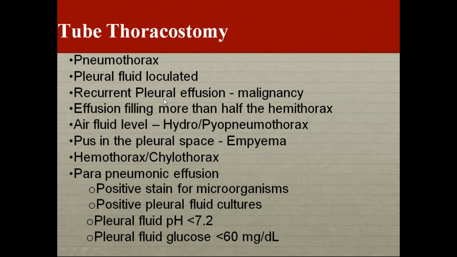when there is loculation. When the question is asked, when do you do tube thoracostomy for pleural effusion, then you have to say: pneumothorax, pleural fluid loculation, recurrent pleural effusion, malignancy, effusion filling more than half the hemithorax, air fluid level, hydro or pneumothorax, pus, and all that.